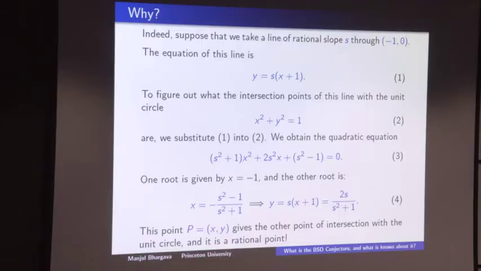Now, we didn't actually have to solve for that second rational value. We could have just observed that this was a quadratic equation in x with rational coefficients. It already had one rational root. Therefore, the other root also had to be rational, because the sum of the roots, for example, is rational. But you can actually work out exactly what that second point is. So what that shows is that all the rational points on the unit circle are in one-to-one correspondence with these lines of rational slope through minus 1 comma 0. That's what we've proven.